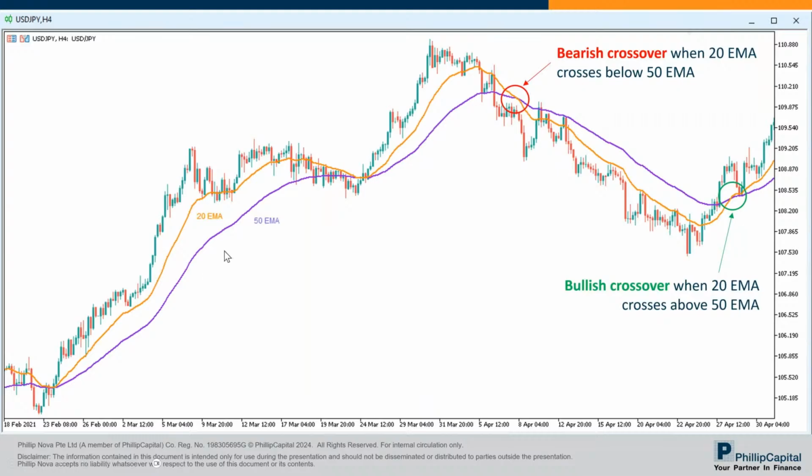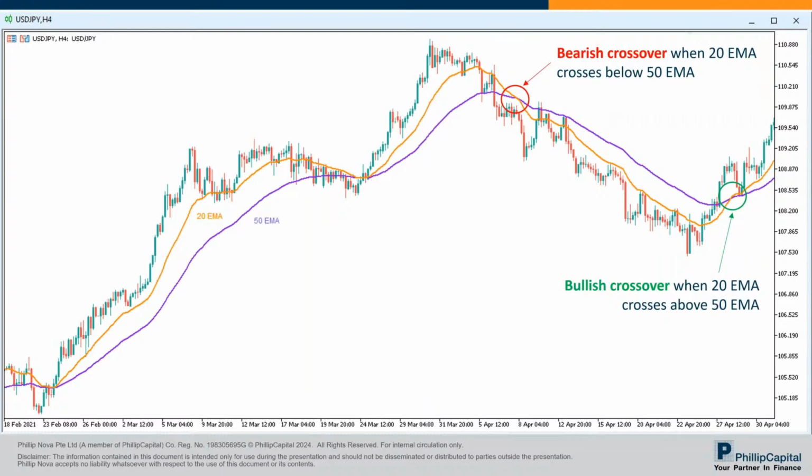So this is typical in an uptrend. And when you see that it is starting to reverse, that's what we call a bearish crossover. When the 20 EMA crosses below the 50 EMA, it's what we call a bearish crossover. And that is a signal to tell you that, oh, the tides may be changing. We may be changing to a downtrend from here on.